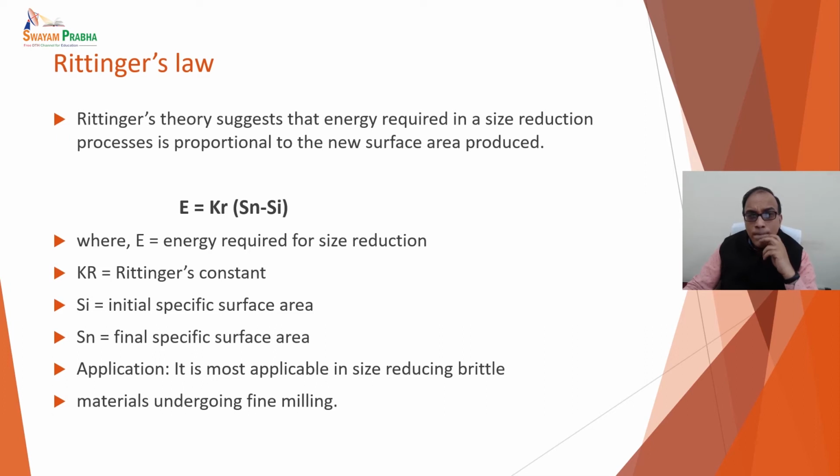Rittinger's law suggests that the energy required in a size reduction process is proportional to the new surface area produced. So you can see in this equation that E is equal to K_R into Sn minus Si, where E is the energy required for size reduction, K_R is the Rittinger's constant, Si is the initial specific surface area, and Sn is the final specific surface area. It is mostly applicable in reducing the size of brittle material undergoing fine milling.